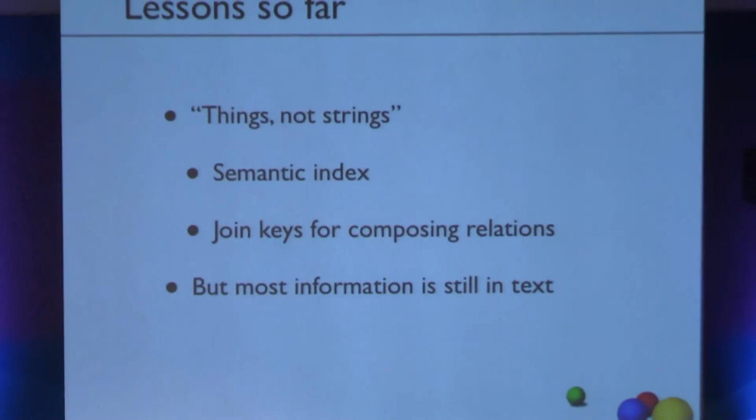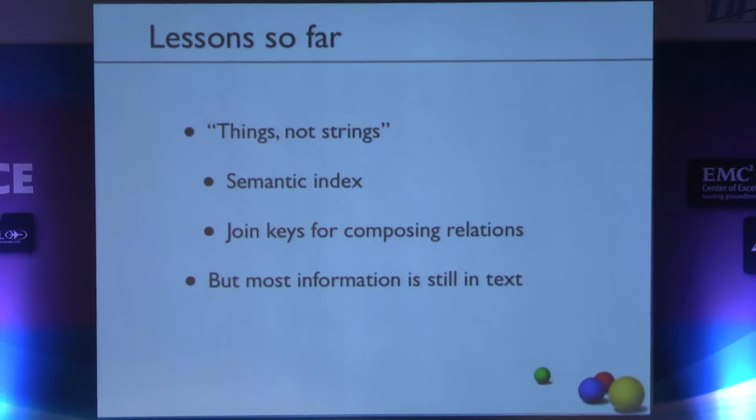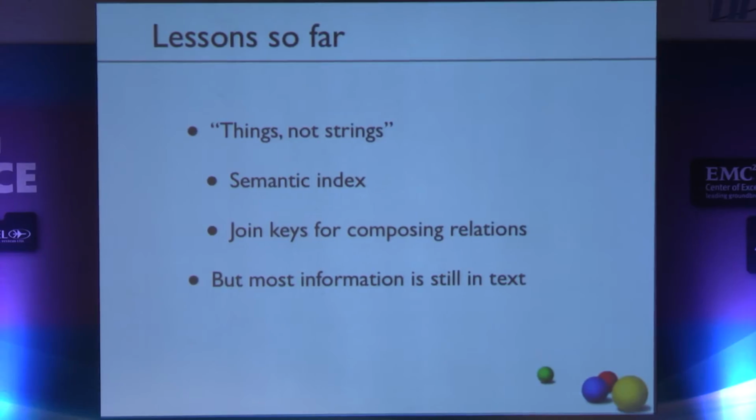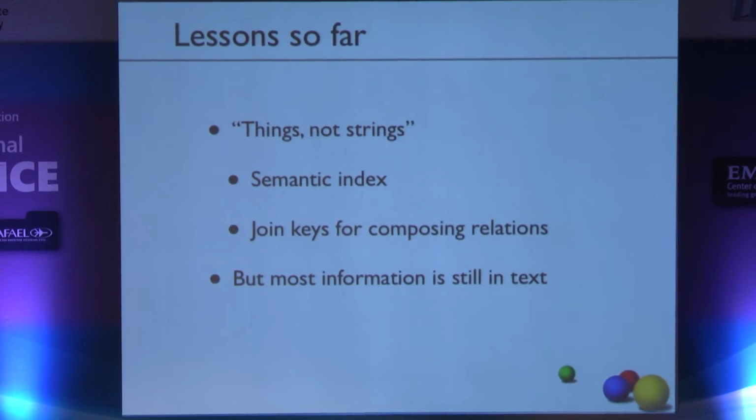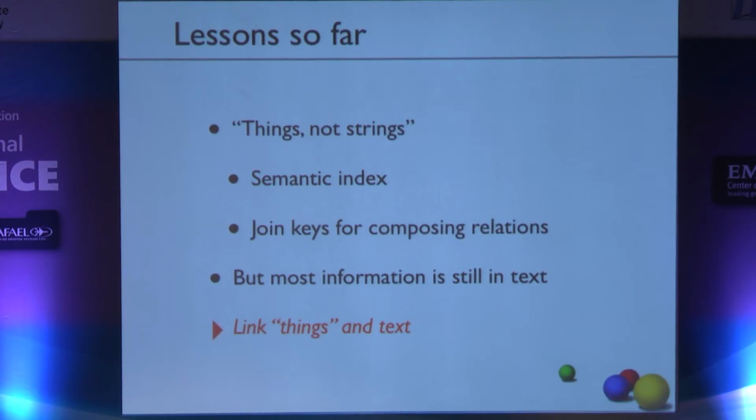But the problem is that most of the information we have so far is still in text. We have this large knowledge graph, it's growing all the time, but most of what's out there is still text. So one of the areas I've been working on with my team for the last few years is how to link things and text. That is, how to link knowledge structures like a knowledge graph and text.